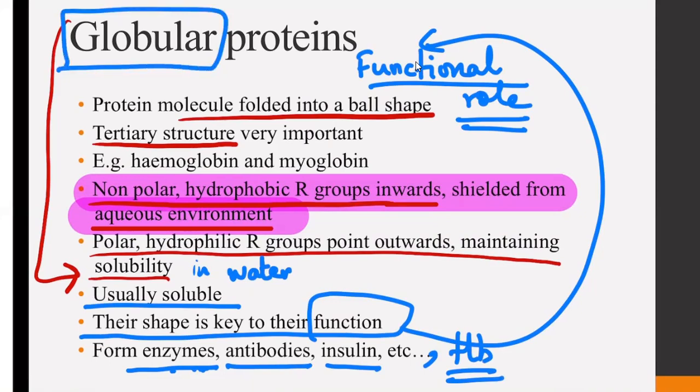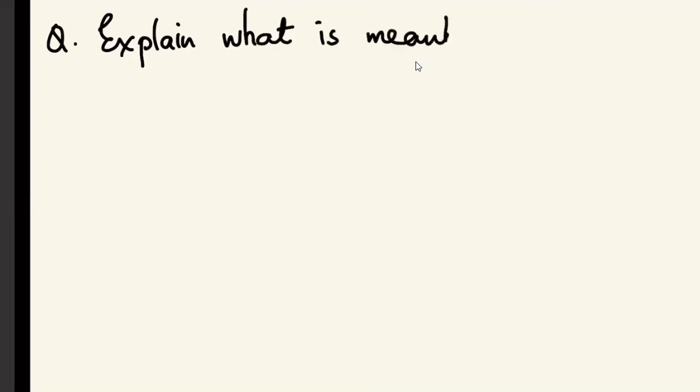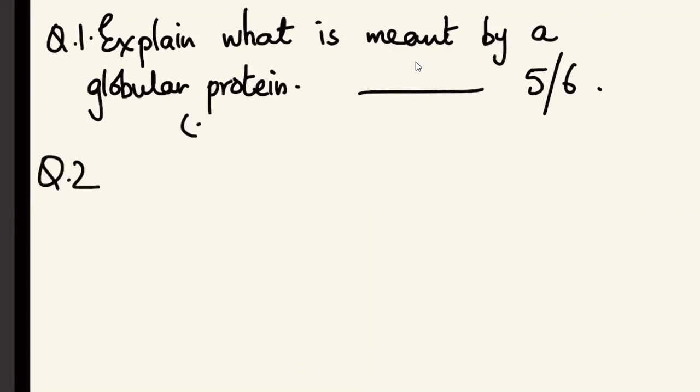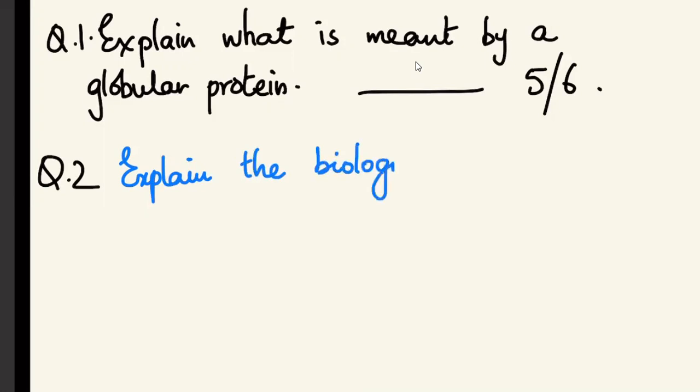Now, go to the next page, like in your text copy, and you can just write this down, a question that can be asked, for example: explain what is meant by a globular protein. You have to explain. So this means you have to give all those reasons or all those points that were mentioned on the previous slide. So let's say this question is of 5 or 6 marks. I can again rephrase this question, okay? I'm rephrasing it: explain the biological significance of globular proteins.